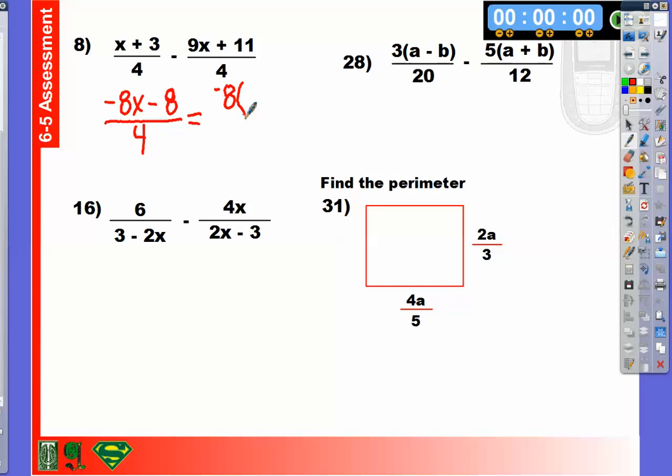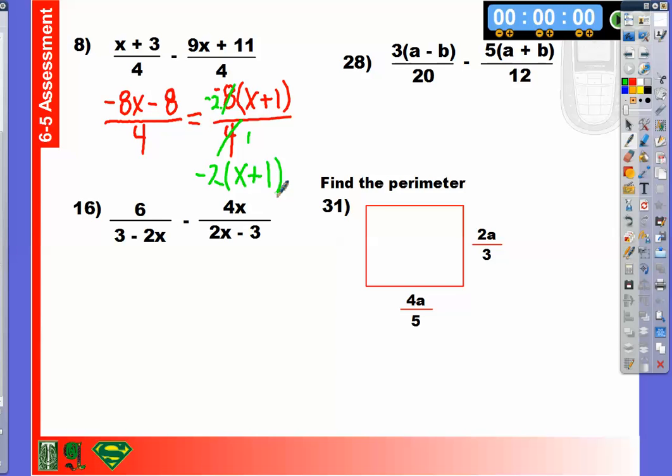And so negative 8x divided by negative 8 is x. Negative 8 divided by negative 8 is positive 1. And that is over 4. And most of you have already pointed out to me that 8 and 4 share a factor of 4. So negative 8 divided by 4 is negative 2. 4 divided by 4 is 1. So in the end, I just get negative 2 times x plus 1. That is the best answer.